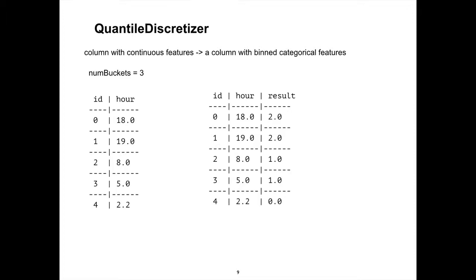The quantile discretizer, again, takes a continuous feature and maps it to a categorical feature. An example here is we have a column that represents time in hours, and we can now map it. In this case, we specify how many buckets I want, and it's going to divide that range into 3 separate buckets.